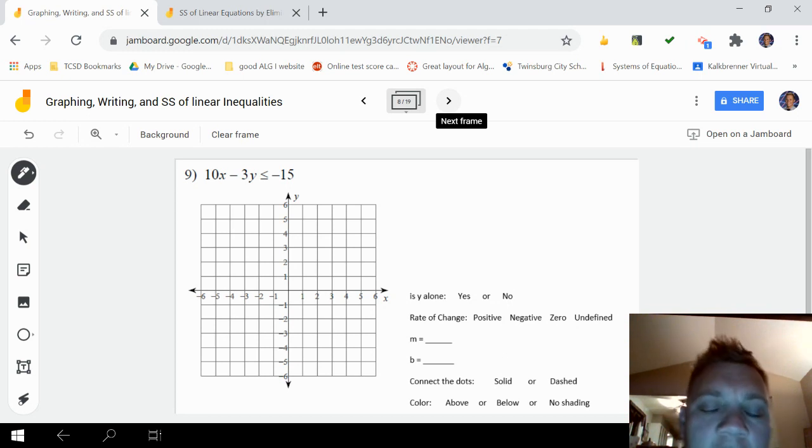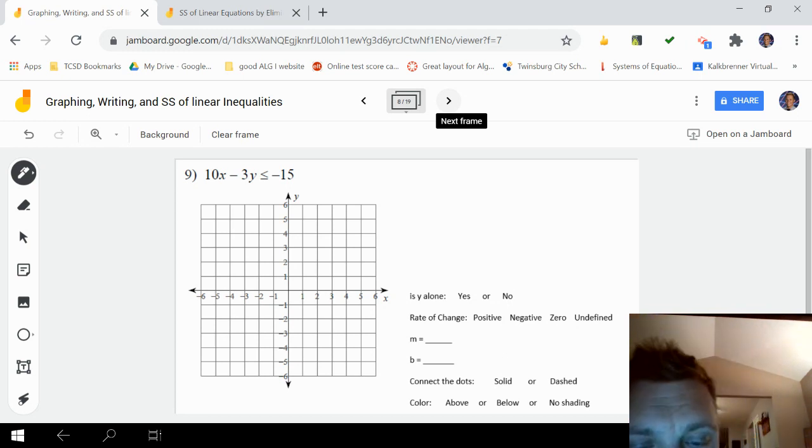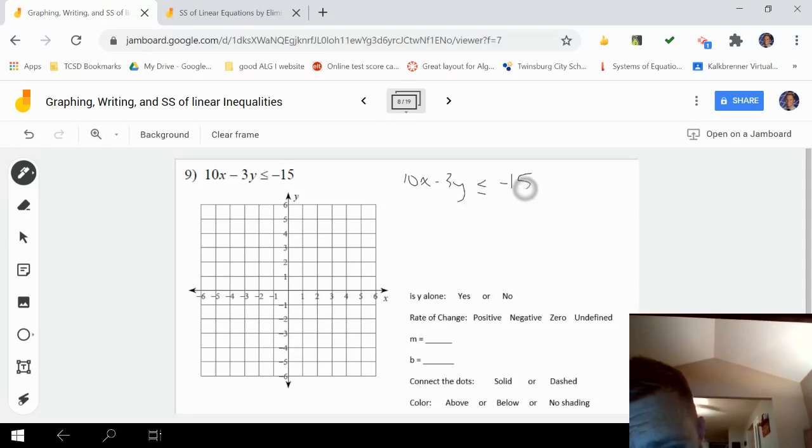This one I put on here because, if you notice, the first question has been yes all the time. This one is a no. So we're going to have to go back to what we were taught back at the beginning of the year. 10x minus 3y is less than or equal to -15. We want it to say y and then the sign, so we need to get y by itself.